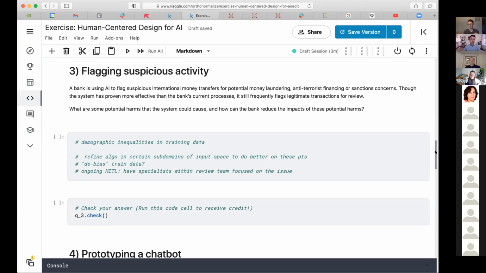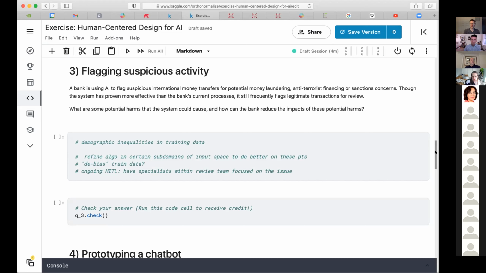And the most obvious harm, I think, from this example is that it could learn from its training data that transfers involving certain demographic groups have been labeled more often as suspicious in the past, and it may be more likely to flag legitimate transactions from people falling into those groups, which is an instance of bias caused by demographic inequalities within the training data.